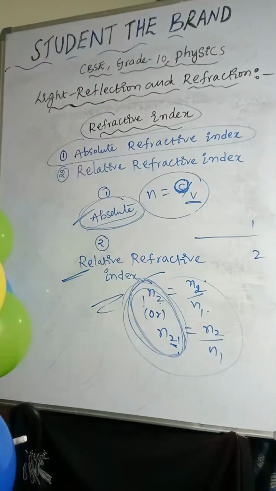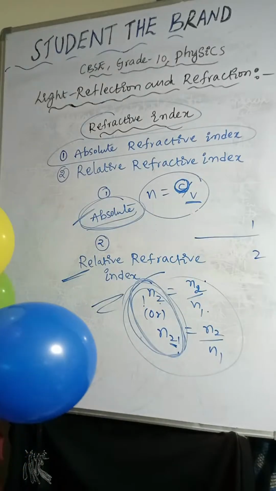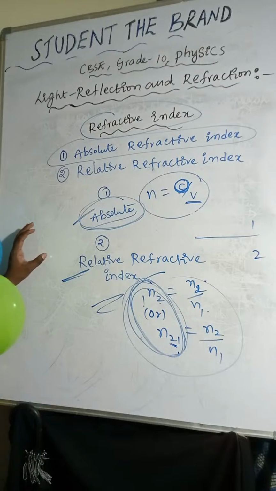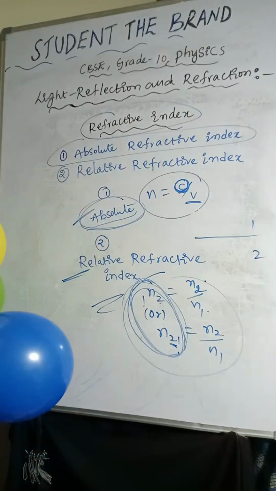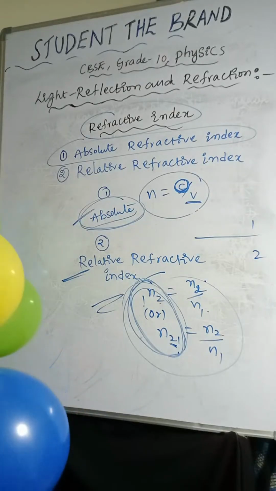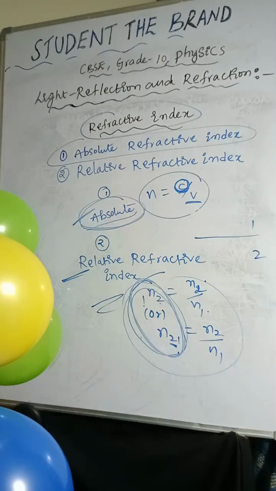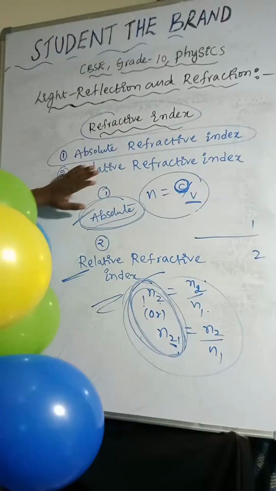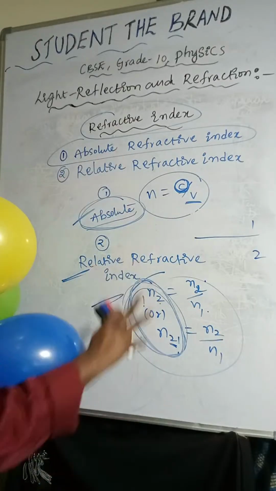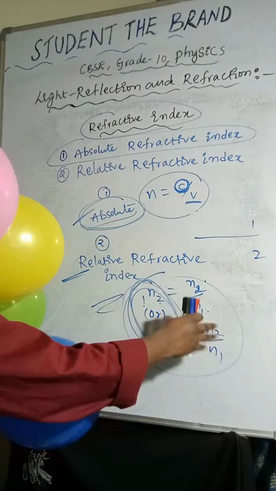It is a very important, very essential, very sensitive topic, so be careful and be aware of it. Definitely one question will come based on this concept. It is an expected question, a 2 marks question, so make sure that you are practicing this concept. Just check once: absolute means n equals c by v. Relative refractive index is nothing but n21, which is n2 by n1.